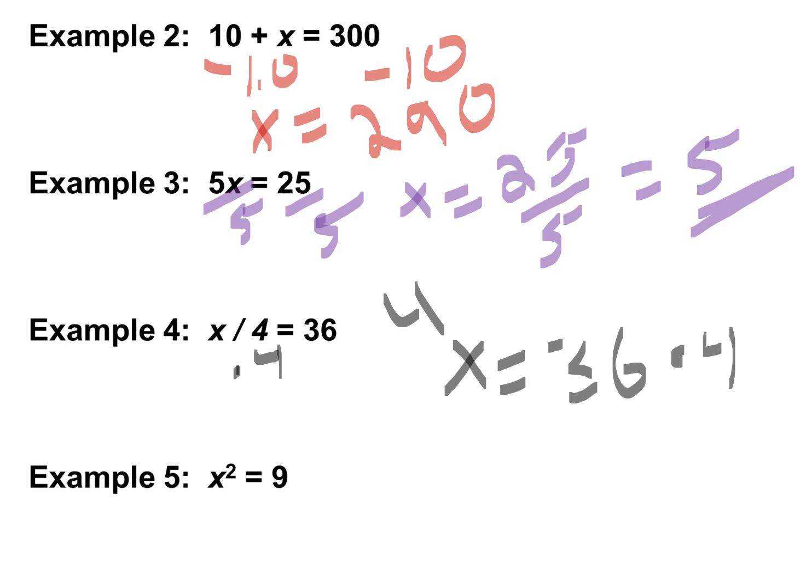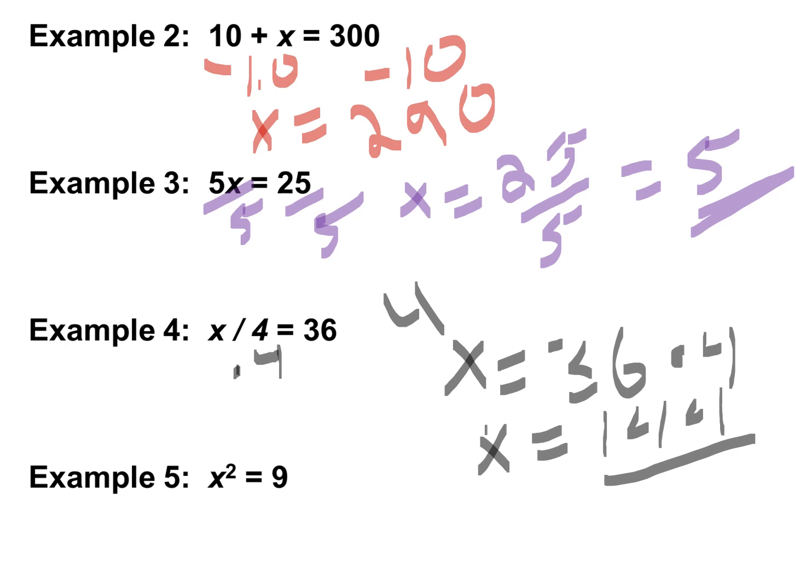Okay, so what is 36 times 4? Should have done this ahead of time, but I didn't. It's 144. So then x equals 144. If x equals 144, we divide that by 4, it's going to be equal to 36. So this last one, I'm going to pause the video. I hope you do as well, and figure out what x is there.